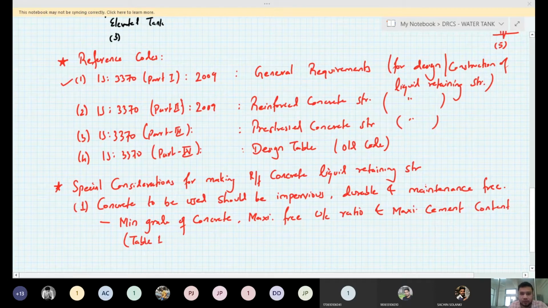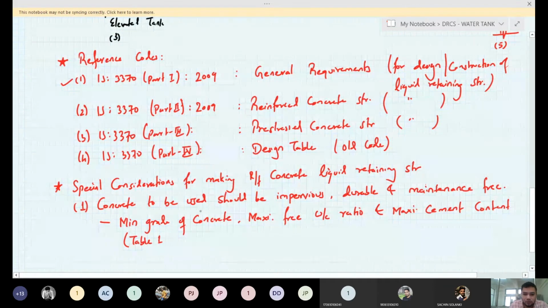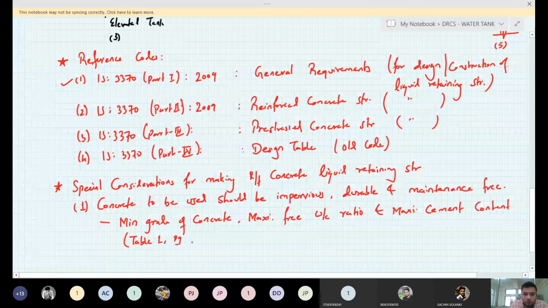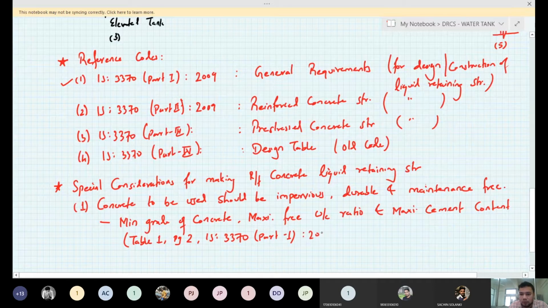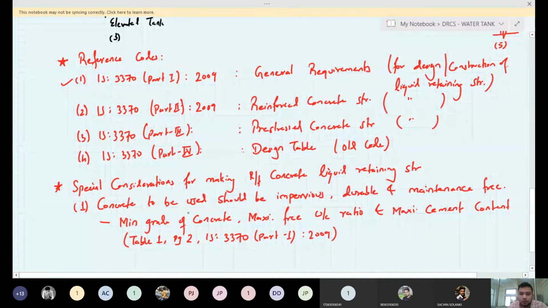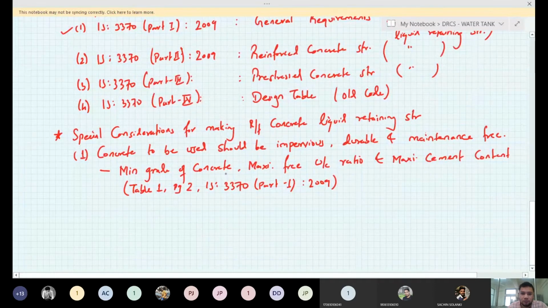Table 1 on page number 2, we have seen in the previous lecture, IS 3370 part 1, 2009. Okay, so you can have the impervious, durable and maintenance free concrete if you follow the guidelines given in table 1, page 2, IS 3370 part 1.